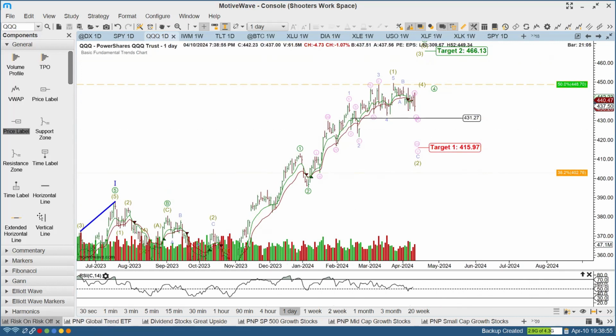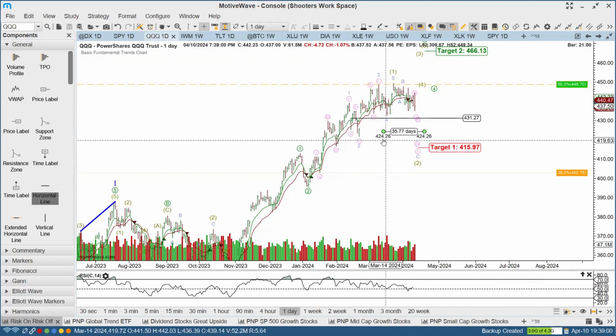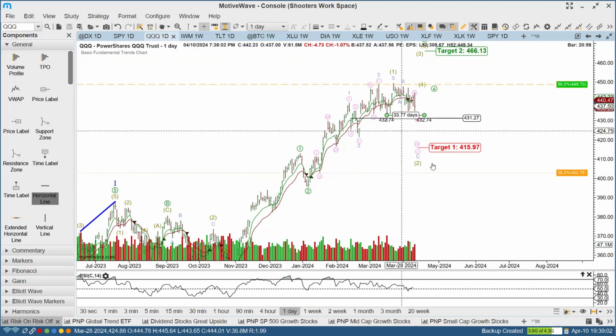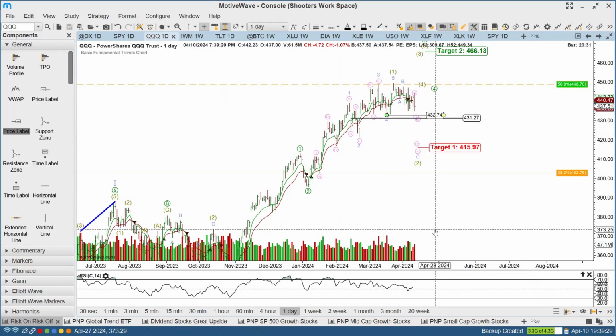Mama never told me. All right, so that I would say is our line in the sand, but I'd be chasing it short off of this. So 432.74, I'd have something short. Clearly have a hedge on, if you're long here. So let's talk about the hedge.